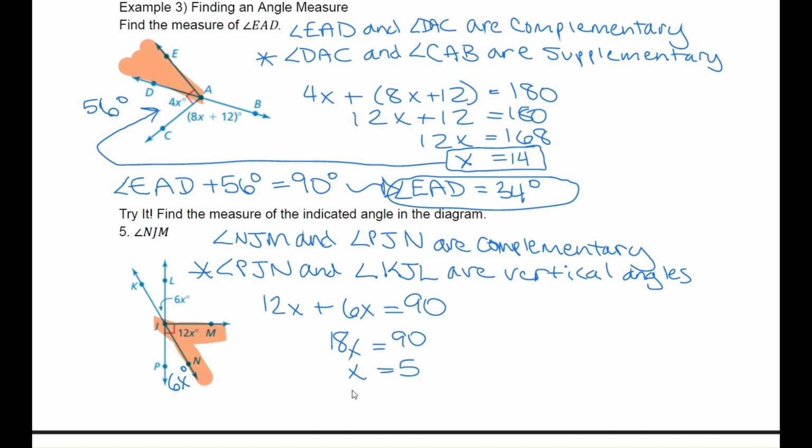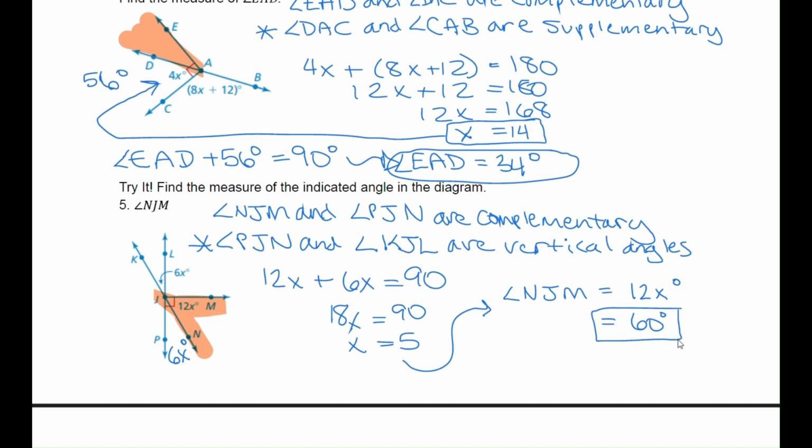I'm not done yet. It didn't ask me what x is, it asks me what angle NJM is. So now I just need to plug that in. Angle NJM is going to be 12x degrees, so I'm going to do 12 times my x value, 5. So angle NJM is going to be 12 times 5, that should be 60 degrees. Alright, we're going to keep going.